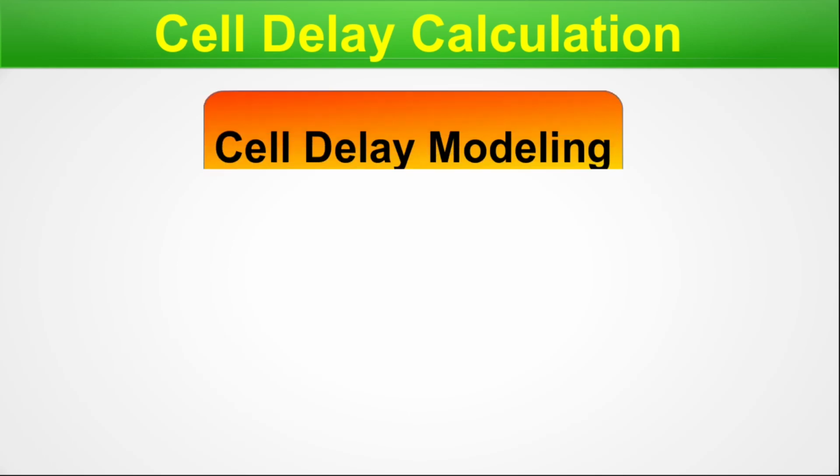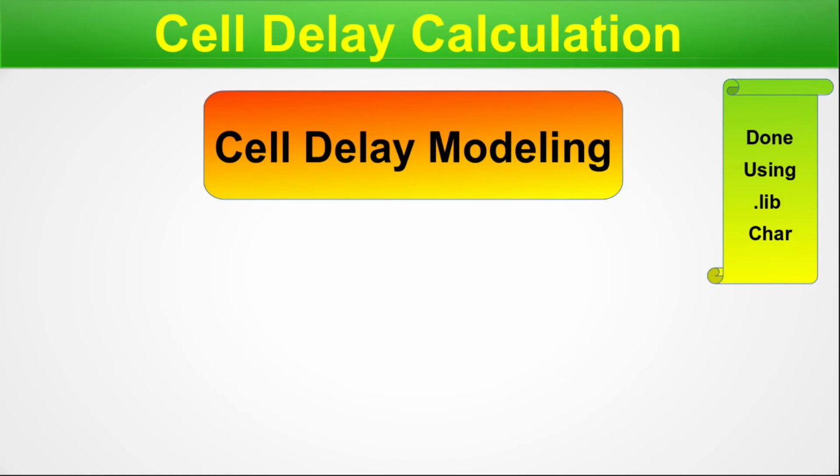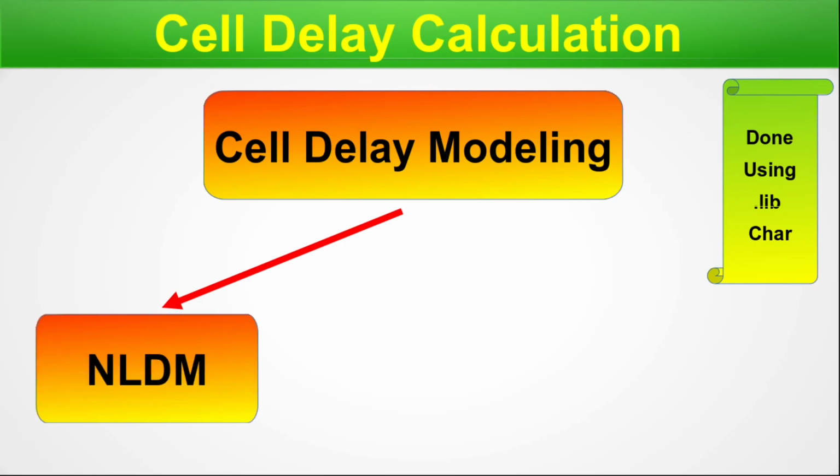Let's move on. Cell delay calculation. SPEF is for the net, and for the cells in the design, we have the .lib that will contain the delays. Now the delay modeling inside the .lib file is done in three different ways. Here goes our cell delay modeling, which is done through the .lib characterization, and there are three different delay models. NLDM. NLDM means non-linear delay model.